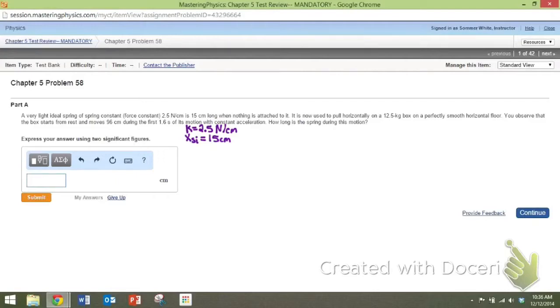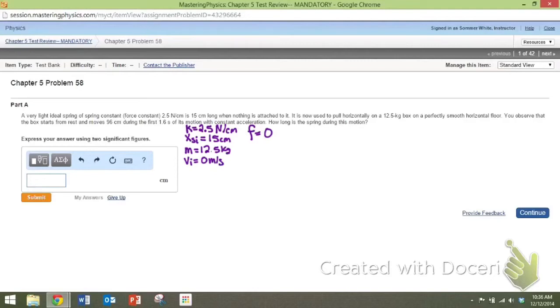The next thing we're looking at is the mass of the box. The mass of the box is then our 12.5 kilograms. And this is a perfectly smooth horizontal floor. Because it's a perfectly smooth horizontal floor, we can go ahead and look at the fact that the friction is then going to be 0. We then are going to delve further into the problem, looking at the fact that it starts from rest. And when an object starts from rest, our initial speed is 0.